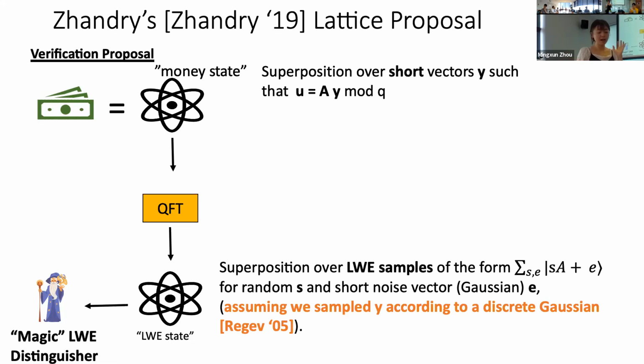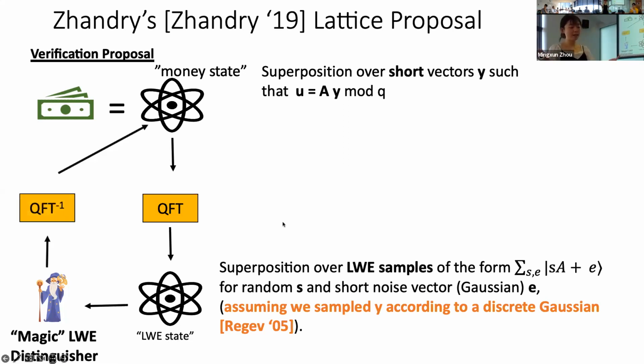I ask our magic LWE distinguisher to verify whether they are valid LWE samples. After that, I QFT back to our state. Okay, I say we're done. So suppose you satisfy both of these conditions, you should be, at least with overwhelming probability, a valid money state.